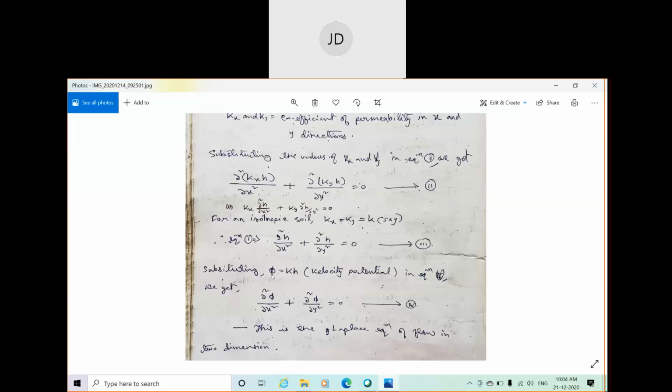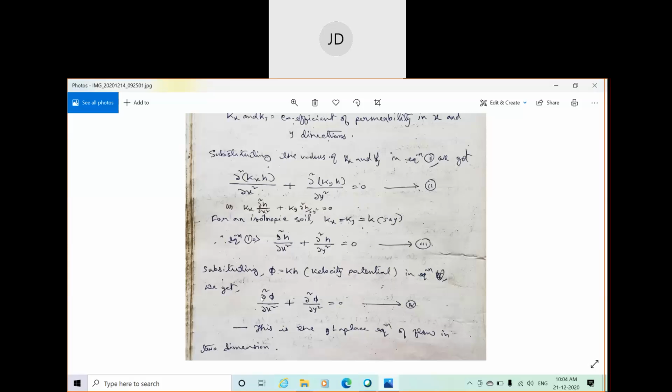We'll discuss velocity potential in the next class thoroughly, but for now, you just remember this: the multiplication of k with h is known as velocity potential, and the symbol used for velocity potential is phi. And just put the value phi in equation number 2. You will get phi in place of kh. You can put phi in place of kx into h and ky into h.